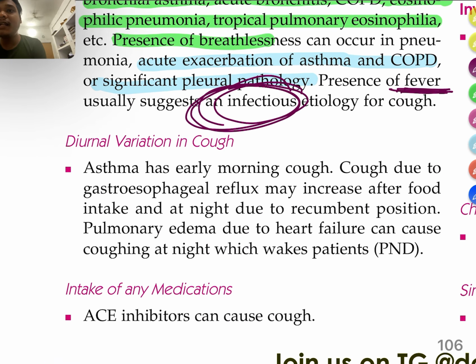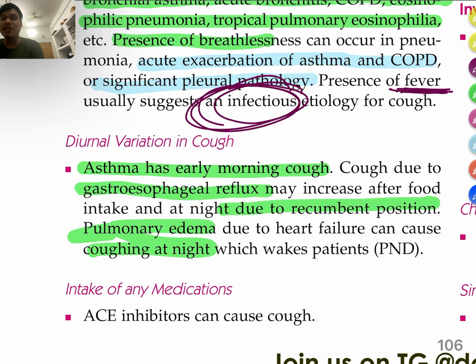Next is the diurnal variation of the cough. If the patient has diurnal variation of the cough, then asthma, as we all know, gets exacerbated in the early morning, and cough due to GERD may increase after food intake. You just have to remember the condition, and if you remember asthma and GERD, then automatically you will remember the time. If you know the topic of diurnal variation, you have to mention it in your exam as well as the viva. And at night in the recumbent position, pulmonary edema due to heart failure can cause cough at night. These are the 3 points you have to remember.